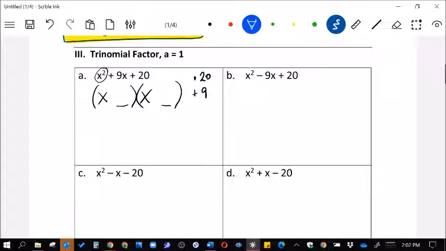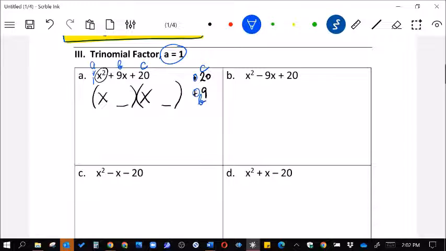So remember that we call these, a is the coefficient here, which is a 1 right now. B is the coefficient of the x, and c is the constant at the end. So you're multiplying to make c, and you're adding to make b.